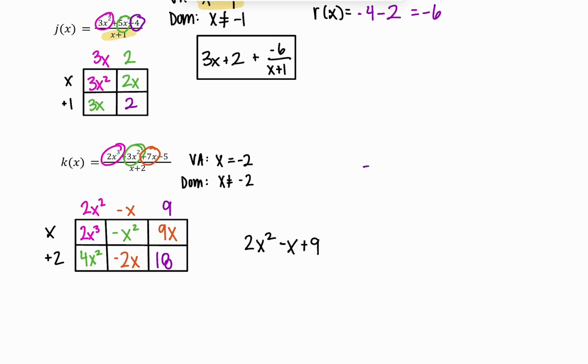To find the remainder, you're going to take negative 5, which is what it should have been, and subtract 18. And that's going to be a negative 23. So negative 23 is our remainder, and you're going to divide that by what it should have been divided by, which is x plus 2.